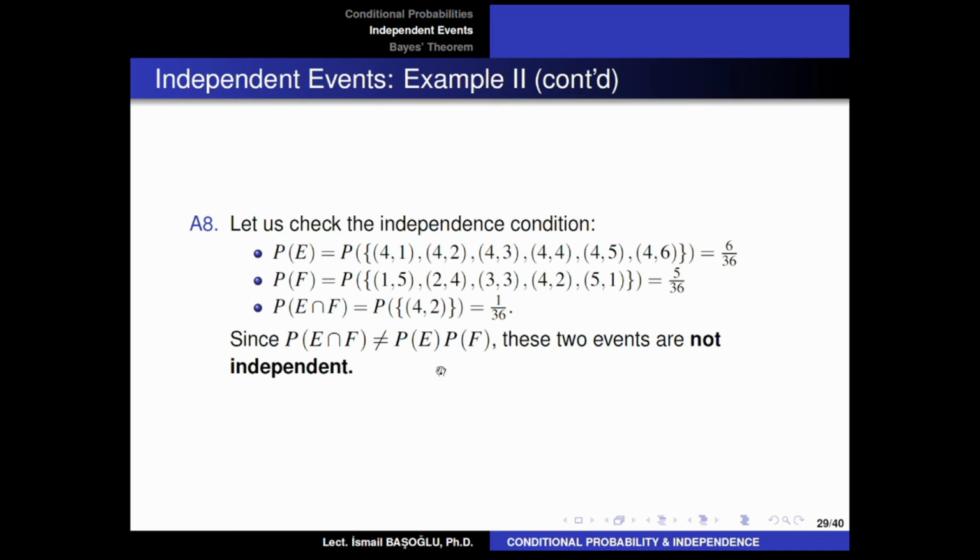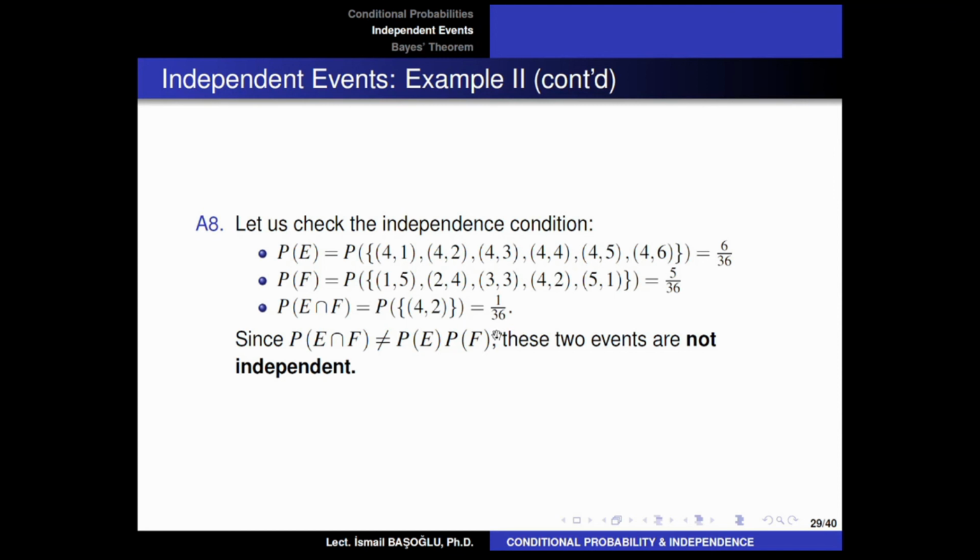Now, if you check this equation, the left-hand side, E intersection F, has the probability of 1 over 36. However, the right-hand side, my friends, has 5 over 216. If you multiply these two values, you get 5 over 216, and this equation does not hold, so they are not equal to each other. Therefore, these two events are not independent. So these two questions, question number 7 and number 8, are basically showing you are not the ones who are going to decide if the events are independent or not.